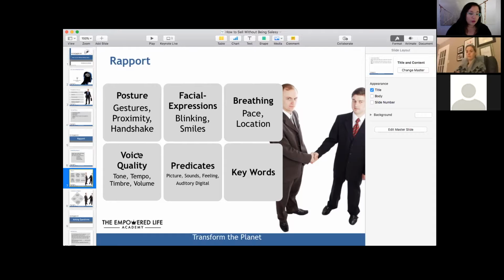Vocal quality, voice quality. So you want to match them on tone, tempo, timbre, and volume. So tone, the tone of their voice. Tempo, how quickly they're speaking. Timbre, that's the quality. So do they have like a gruff, raspy voice? What is the quality of the voice? And volume, how loud or soft they're speaking.